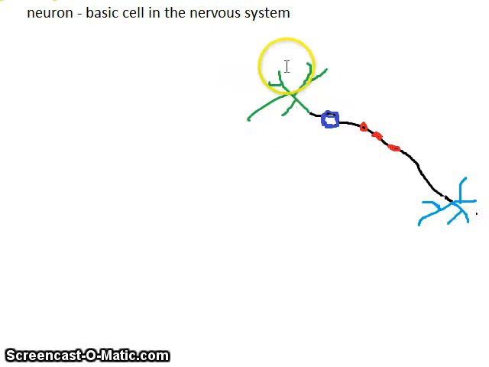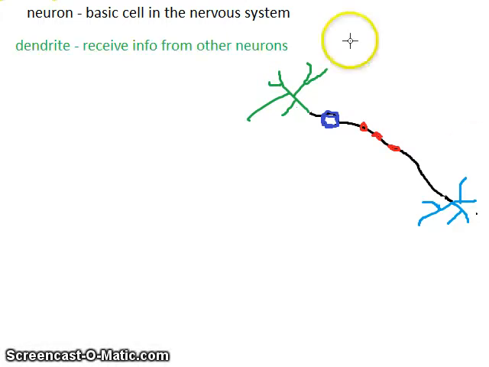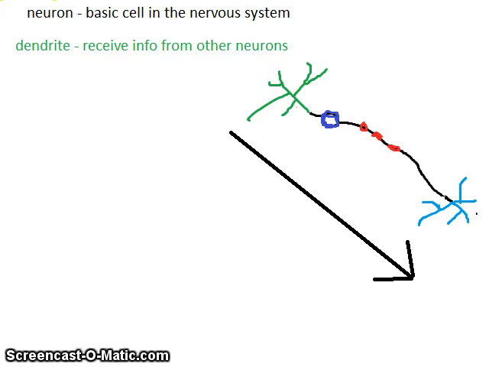This end here, these green things, are called the dendrites, and the dendrites are going to receive information from other neurons. So the message is always going to come in through the dendrite and move this way through the neuron. You are never going to have information go the other way. So once the information comes in through the dendrites, it goes through the rest of the length of the neuron, making a quick stop at the soma.